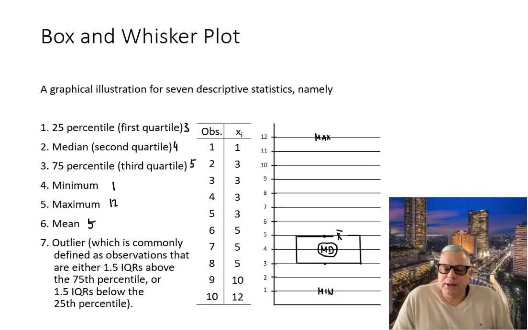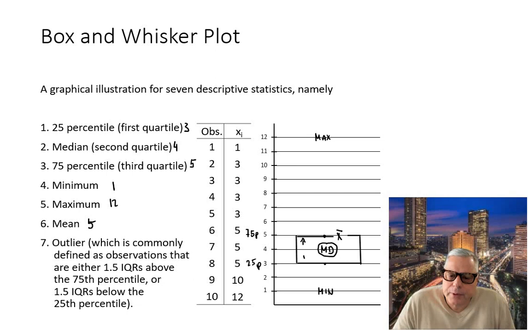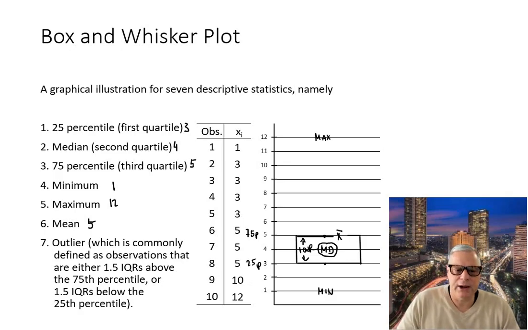Okay, so now we know that the interquartile range is the distance between the 75th percentile, I can write that here, 75th percentile, and this was the 25th percentile. So this distance is the interquartile range, IQR, and that IQR is equal to 2. So that is 2.